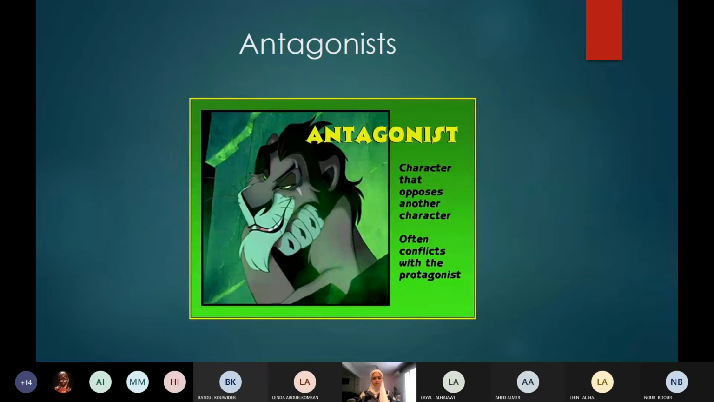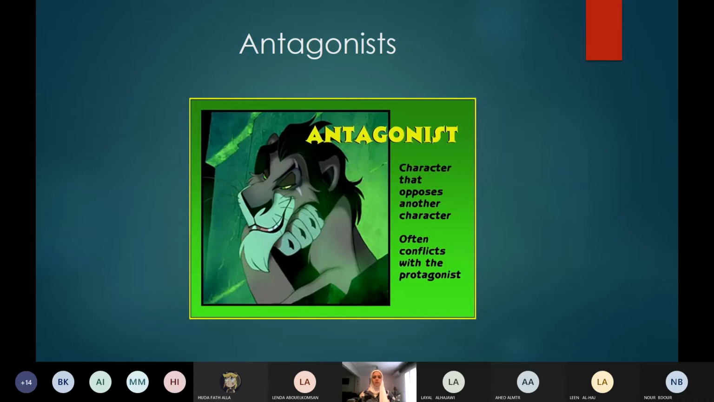Did you watch Lion King? His uncle, yes, his uncle Scar. Right? He is the one who killed his father, Mufasa. So in Lion King, Scar, Simba's uncle, is the antagonist. So who is the protagonist? Simba. The main conflict was between Simba and his uncle because Simba will take the throne after his father.